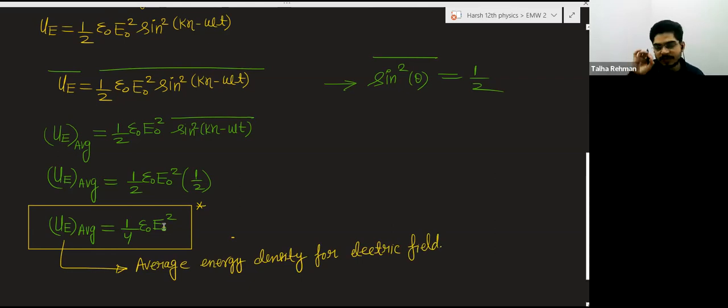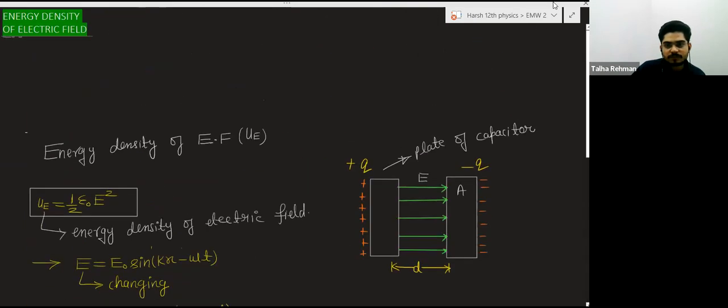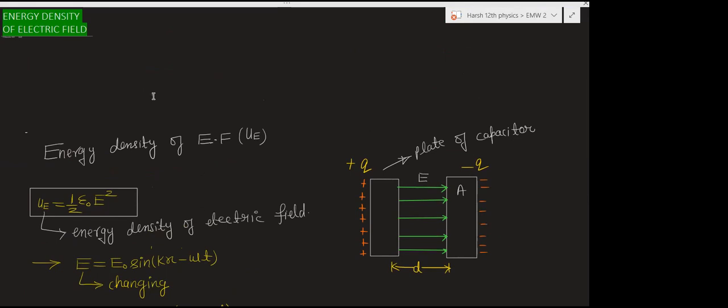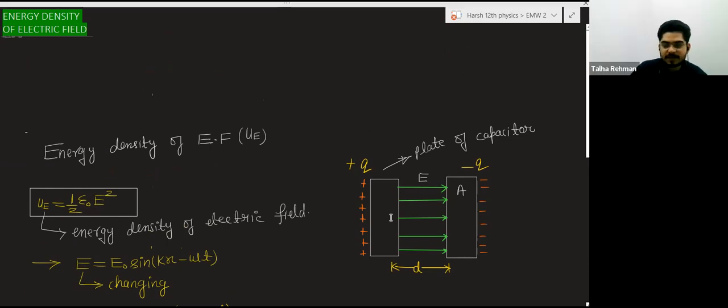Now, in the same way, you can calculate the energy density of the magnetic field. For the magnetic field, first write this, then we will go for the magnetic field. And this capacitor is a parallel plate capacitor.